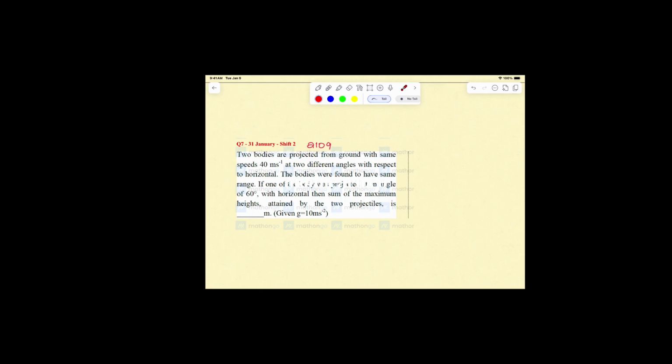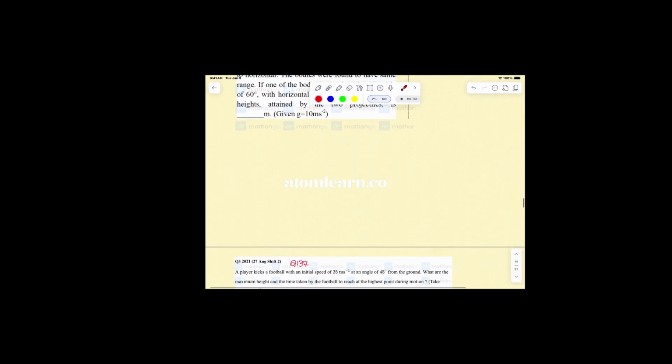Whereas now the sum of the maximum heights, h1 plus h2, which is what they are asking, is u squared by 2g multiplied by sin squared 60 plus cos squared 60, which is equal to 1. Therefore, the final answer is u squared by 2g. What is u squared? 40 squared is 1600, by 2g which is 20, therefore equal to 80. Correct? Yeah. 40 squared by 2g equals 80. Next question.